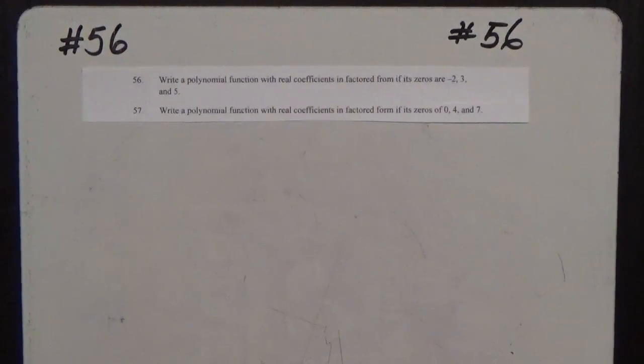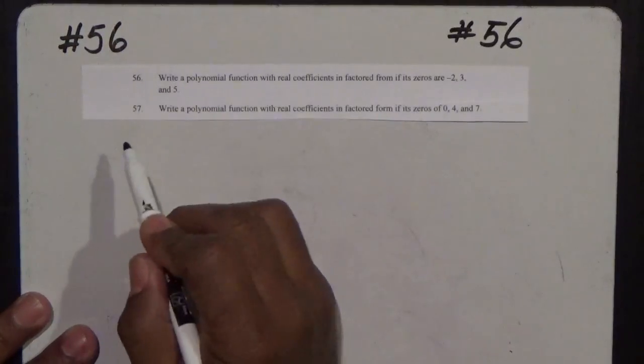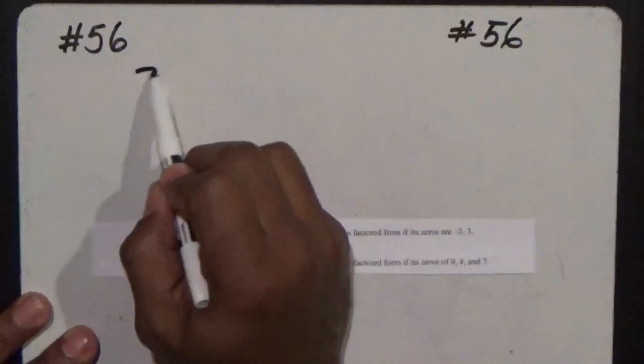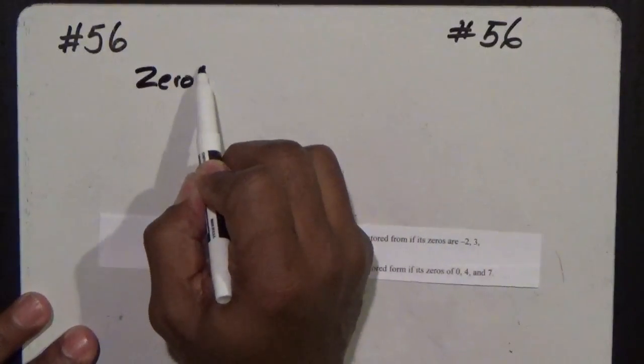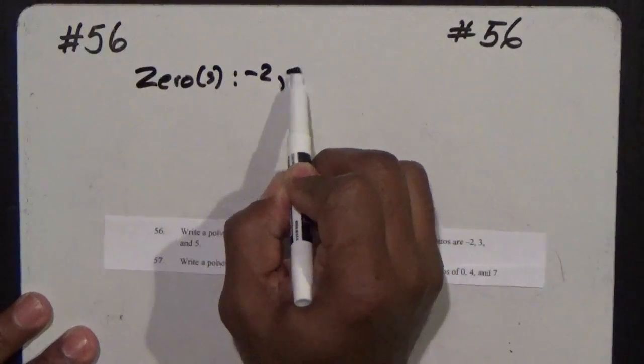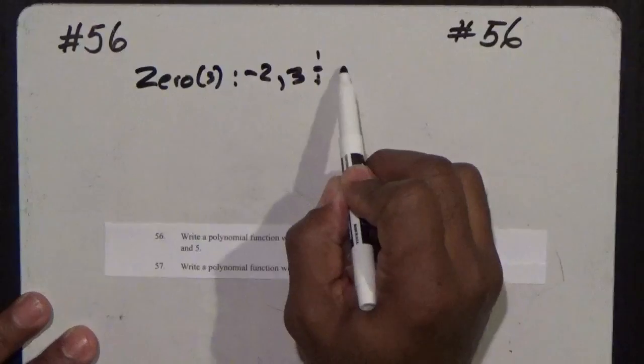All right, problem number 56, and we're going to try to roll right along nonstop. Write a polynomial function with real coefficients in factored form if the zeros are -2, 3, and 5.